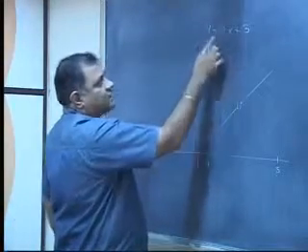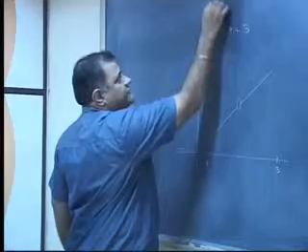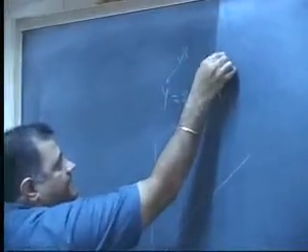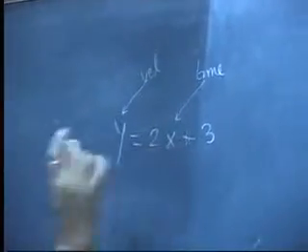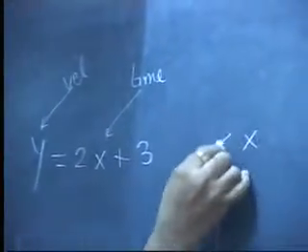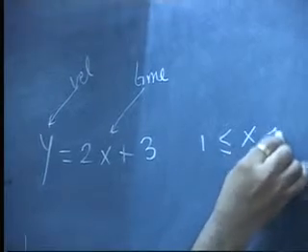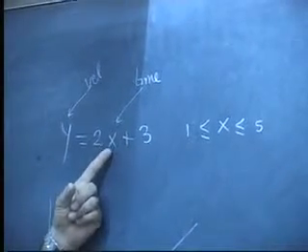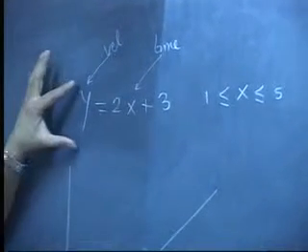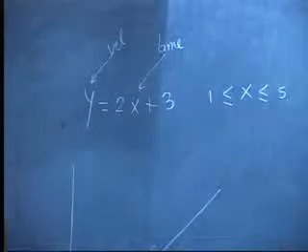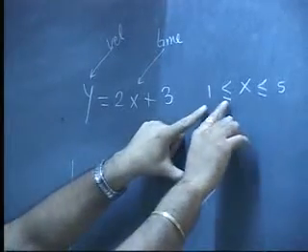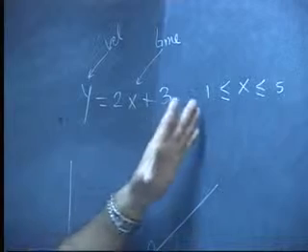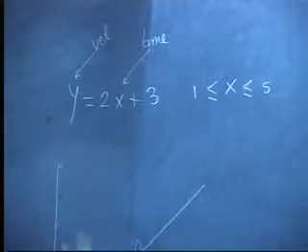This is the velocity function. Y is the velocity and x is the time. The domain, that is the values of x, is between 1 to 5. Domain is the values of x and codomain is the values of y. So our value of x is between 1 to 5. X is the time. Say the driver is moving from 1 o'clock to 5 o'clock.